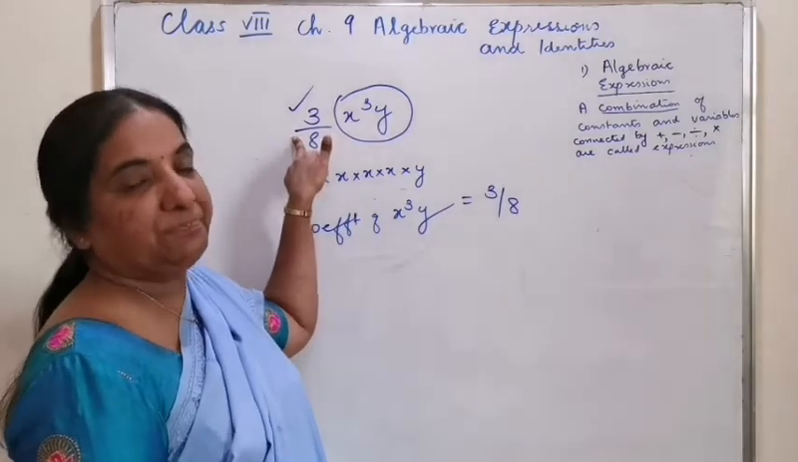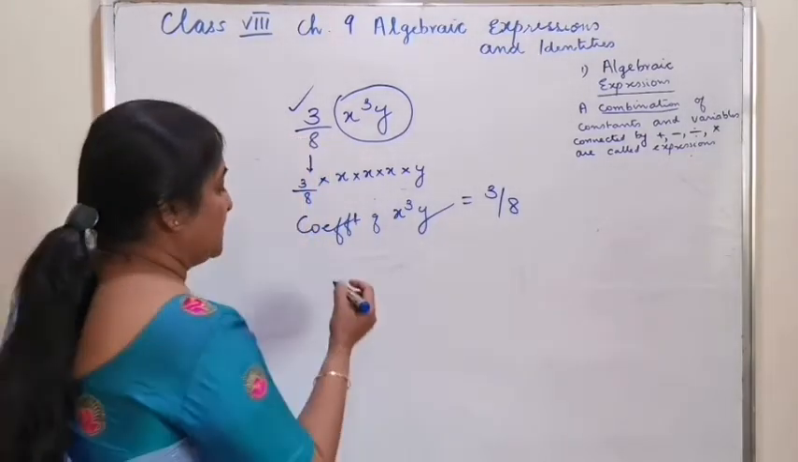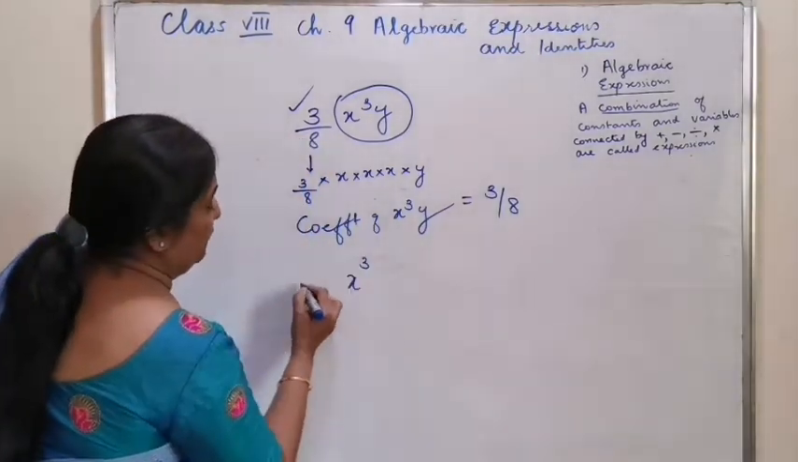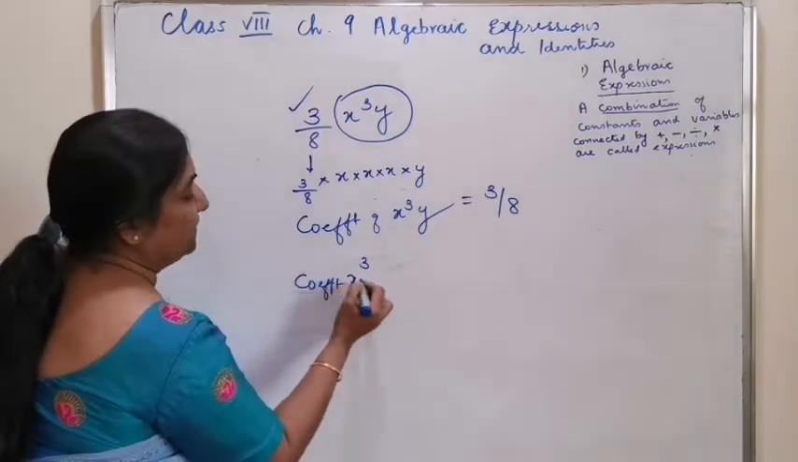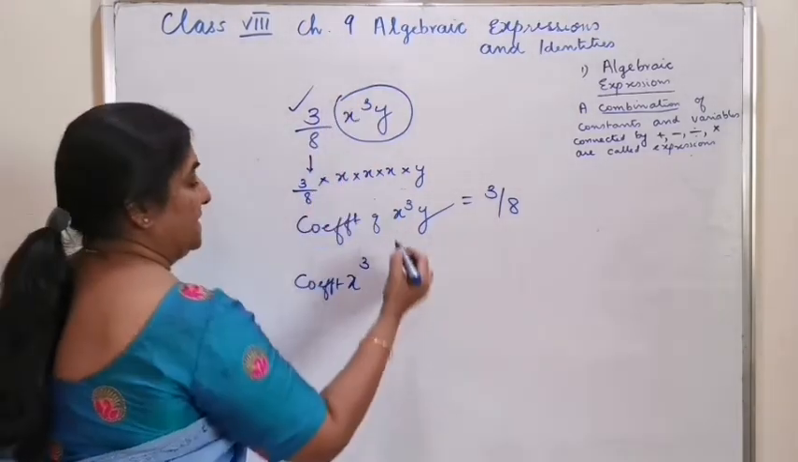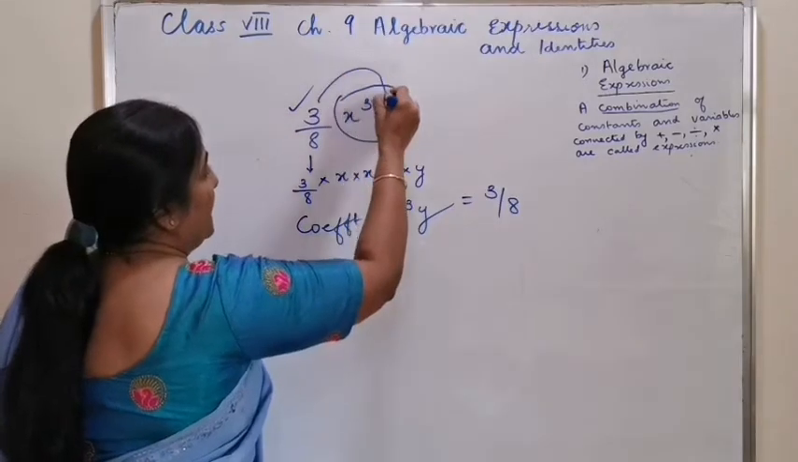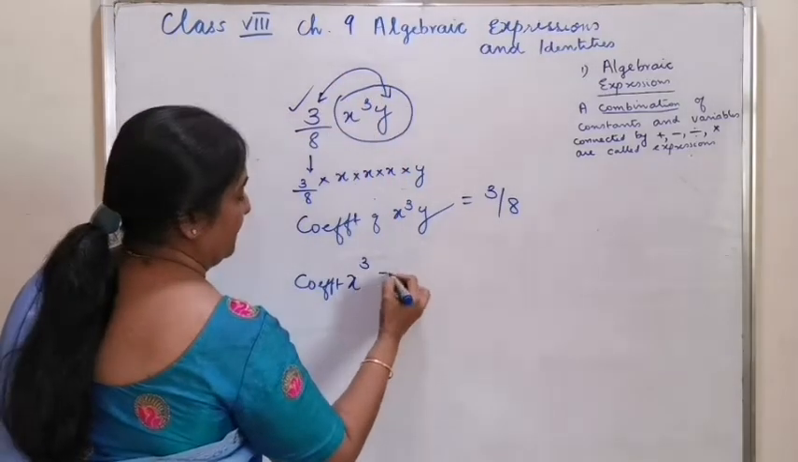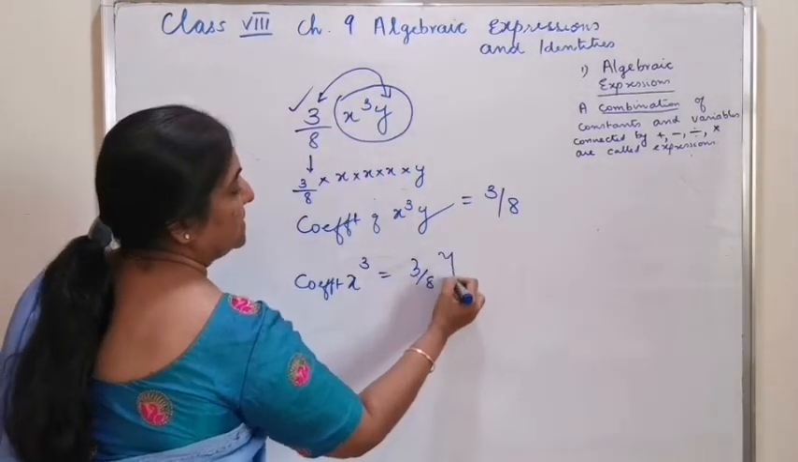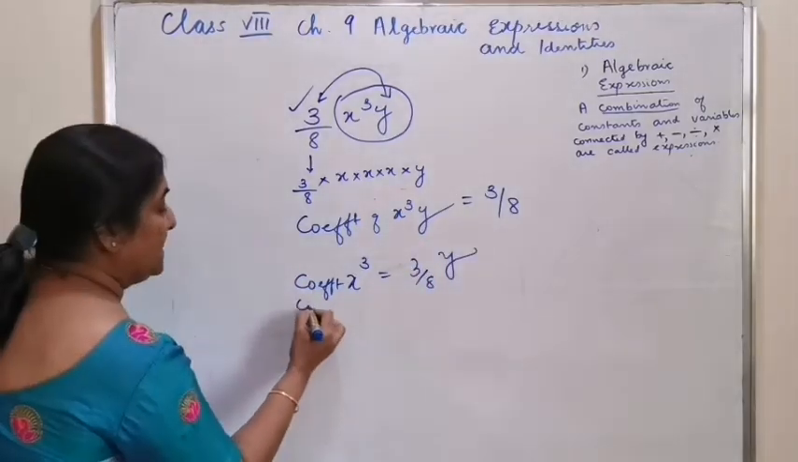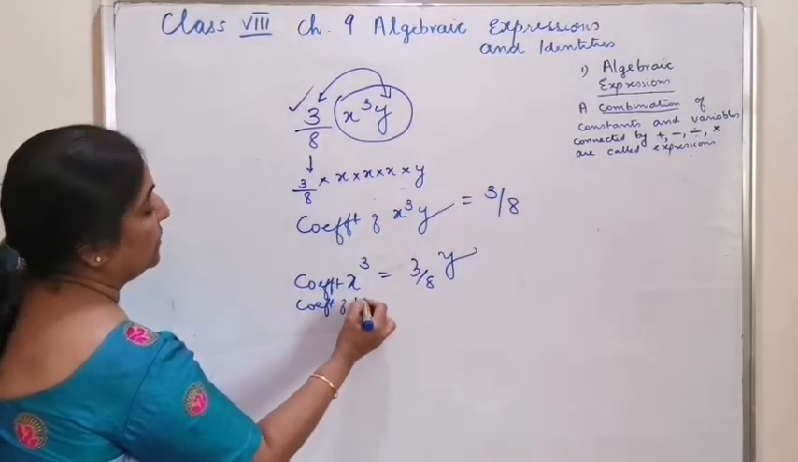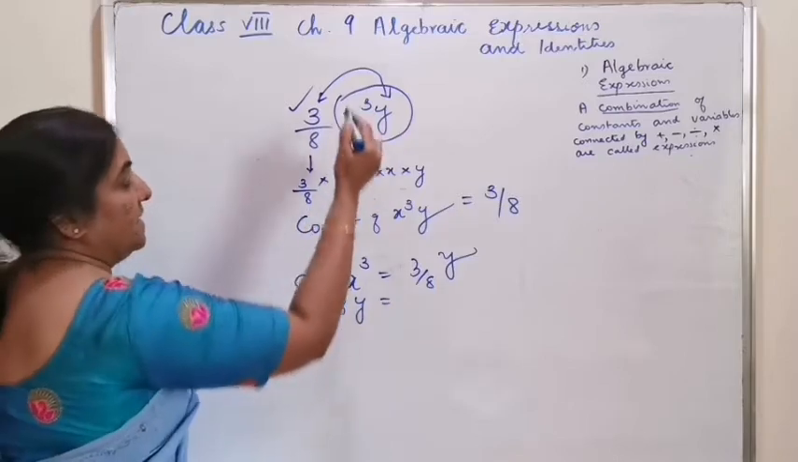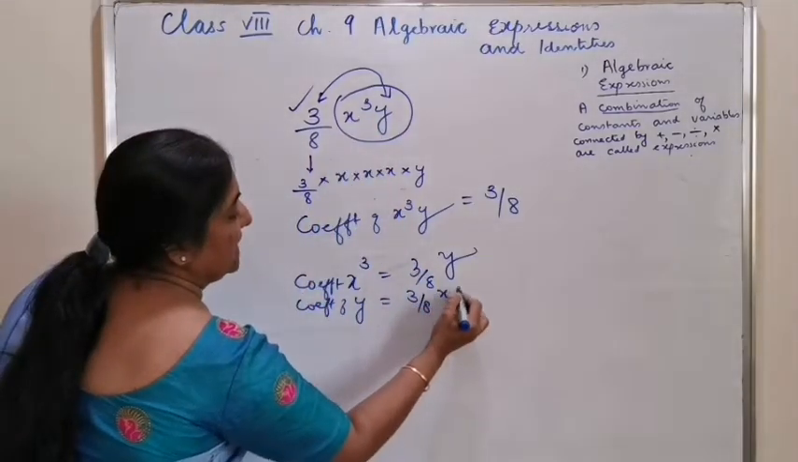3 by 8. But if I ask you what is the coefficient of x cubed, immediately the answer will be 3 by 8 y. Or what is the coefficient of y? That is the same as 3 by 8 x cubed.